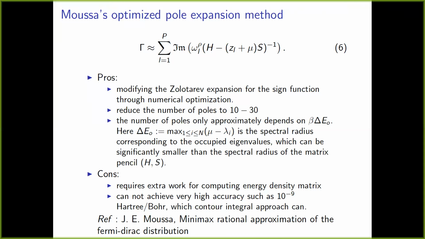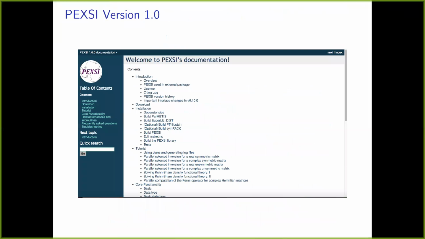However, in real applications, we don't need that very high accuracy, and I would say Moussa's pole expansion method works very well in practice, and we are going to make it the default in our PEXSI 1.0 version. And also we are going to put our new robust chemical potential determination method into that PEXSI 1.0 version.